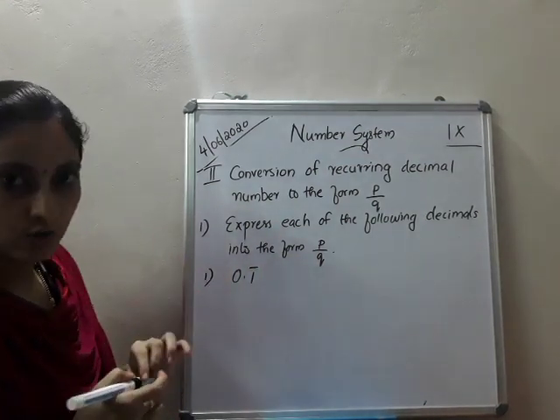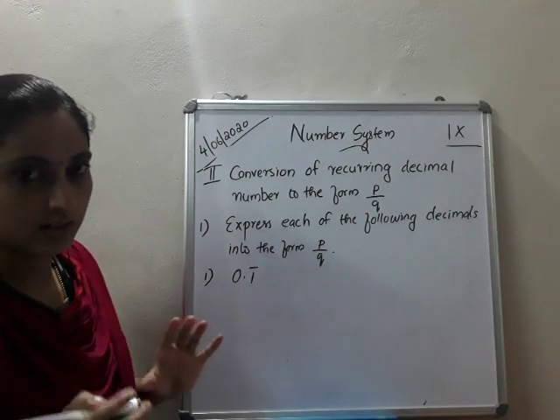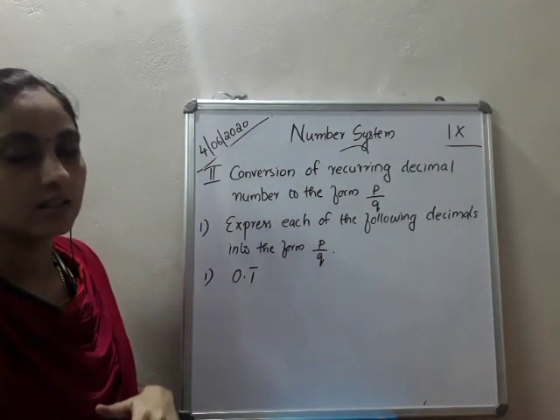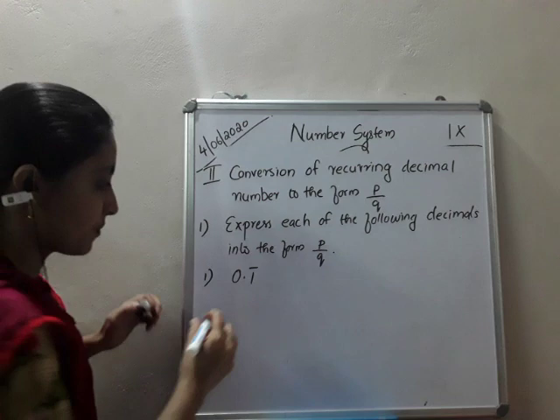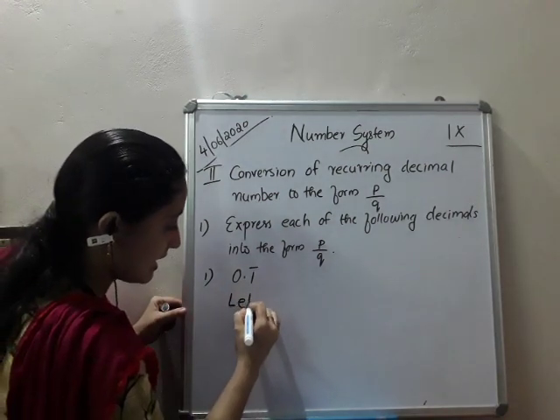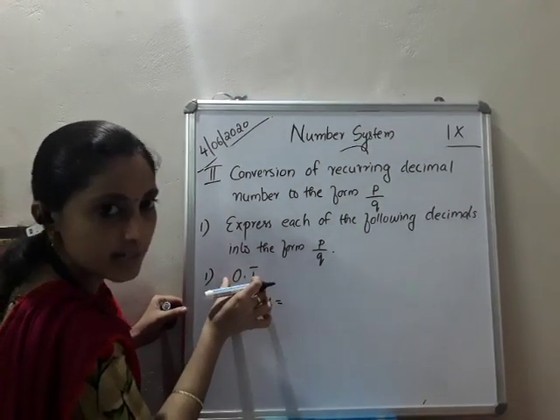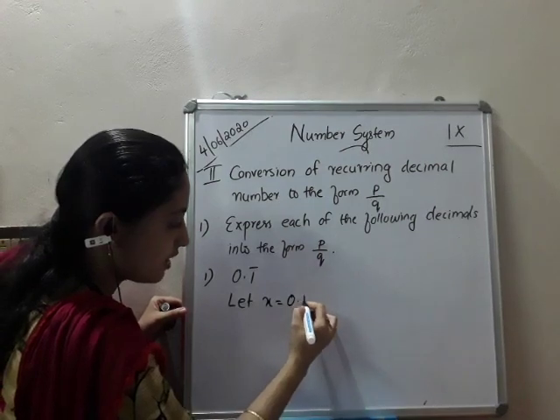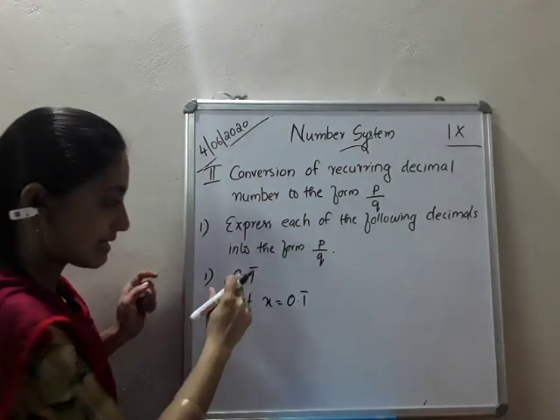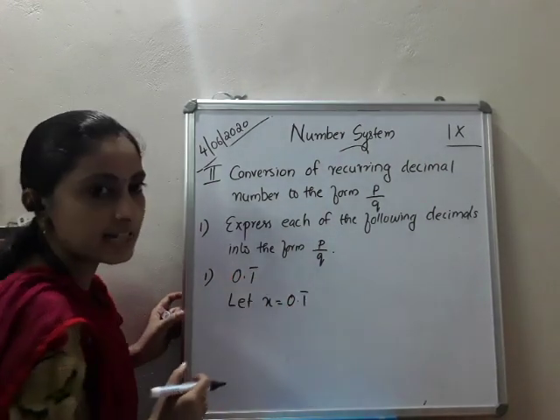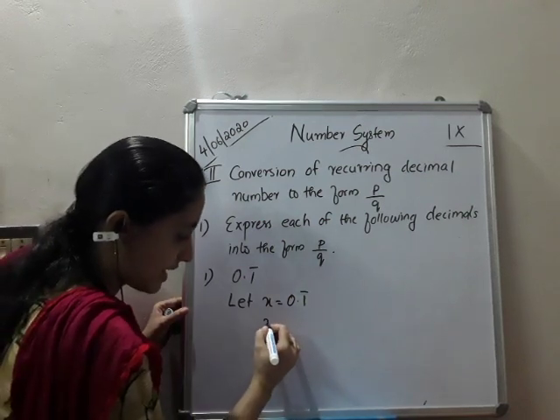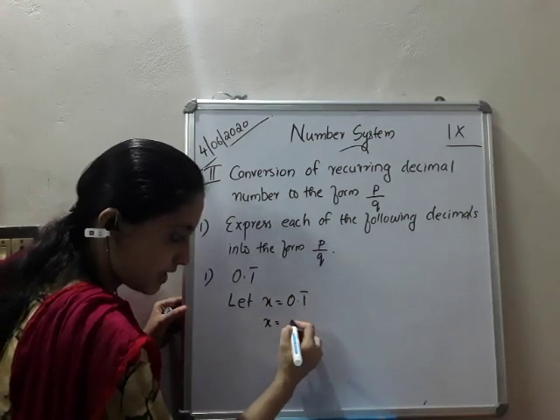What you have to do is, please listen carefully, after that do by yourself, then I will give you questions. First, let x be equal to this number, that is 0.1 bar. Let x be equal to the question. So what represents 0.1 bar? x will be equal to, what is this?